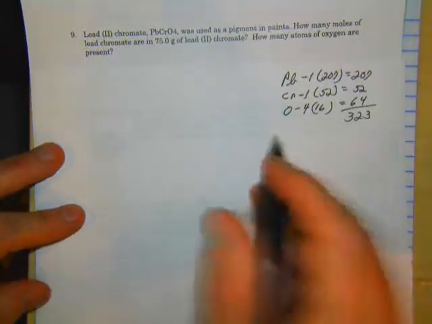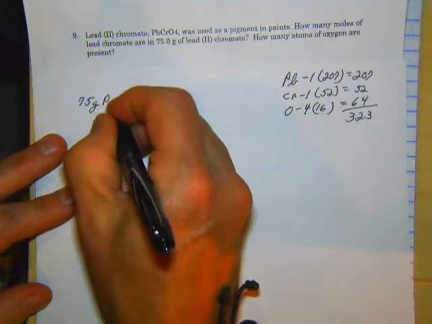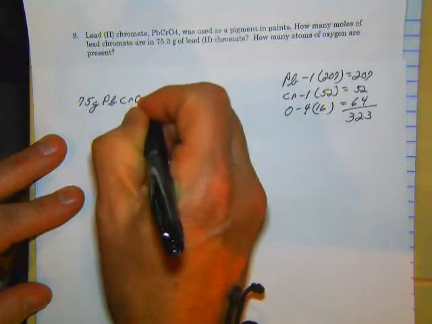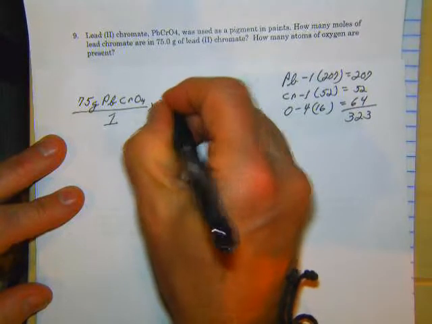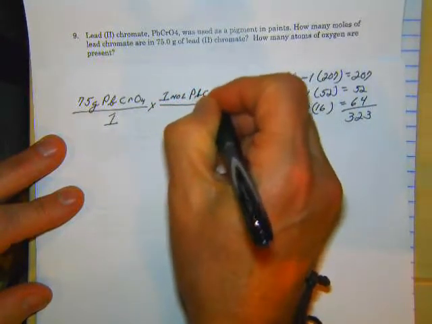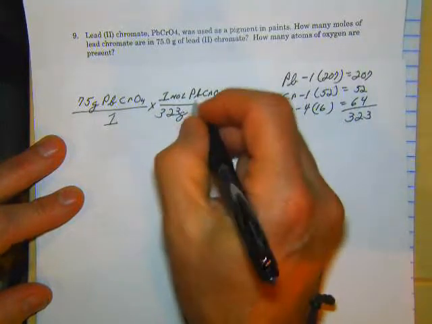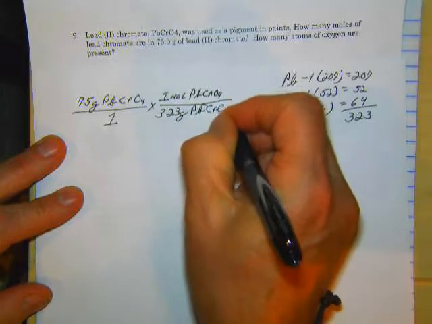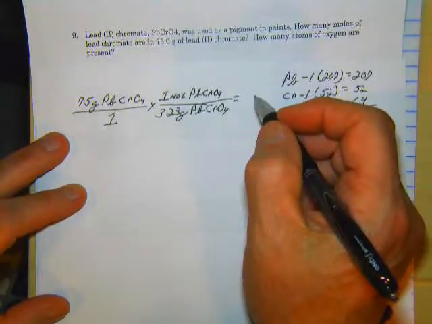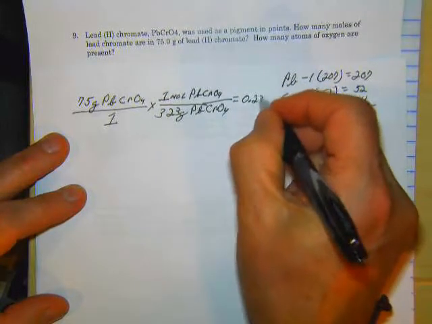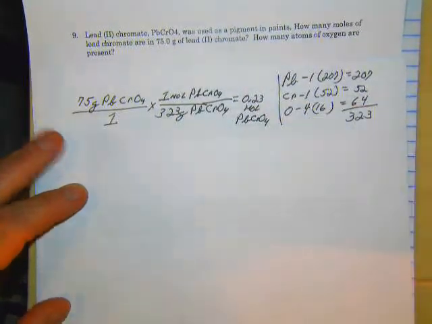Well, kind of the same type of problem. We got 75 grams of lead chromate. And again, I like to put that over 1 times 1 mole of lead chromate is 323 grams of lead chromate, PbCrO4. And if my math is right, that should equal approximately 0.23 moles of lead chromate, PbCrO4. Put a line there so we don't get those mixed up.